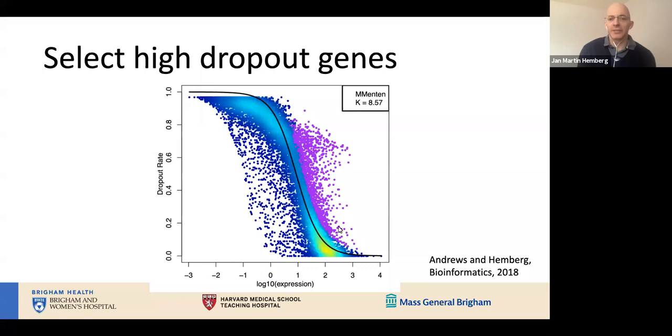And then what we're interested in are the genes that are illustrated here in purple. These are the dots that have a higher number of dropouts than you would expect by chance. So those we can pick out and use as features instead of the highly variable ones. These will to some extent overlap, but they're not the same as the highly variable genes.